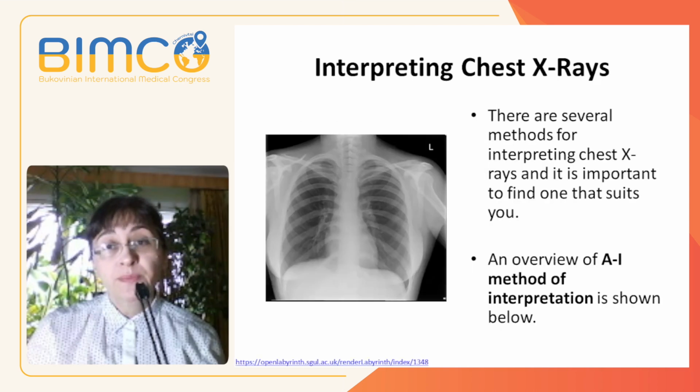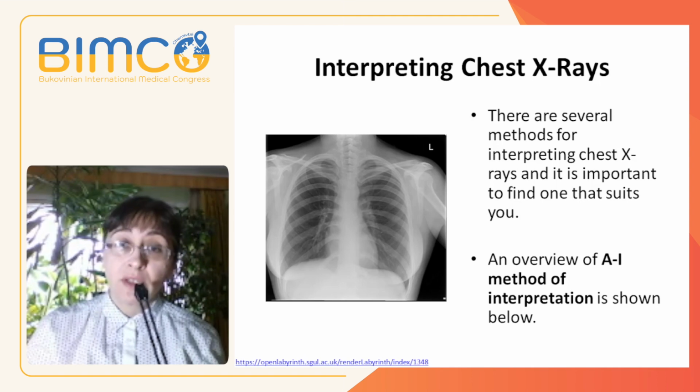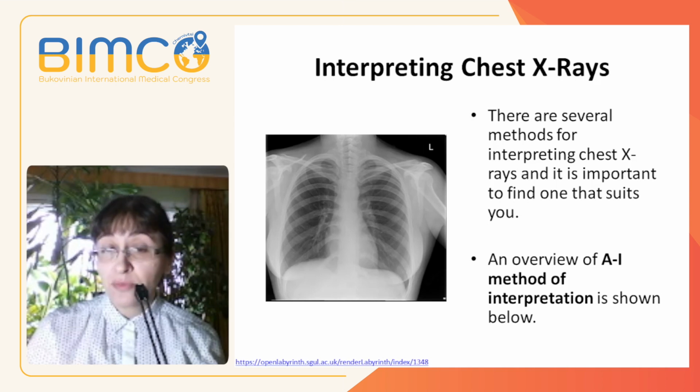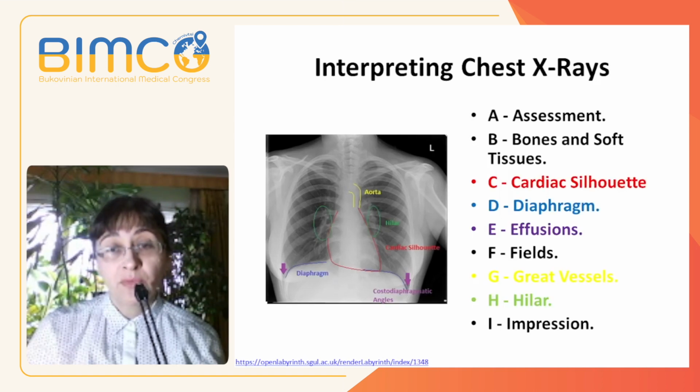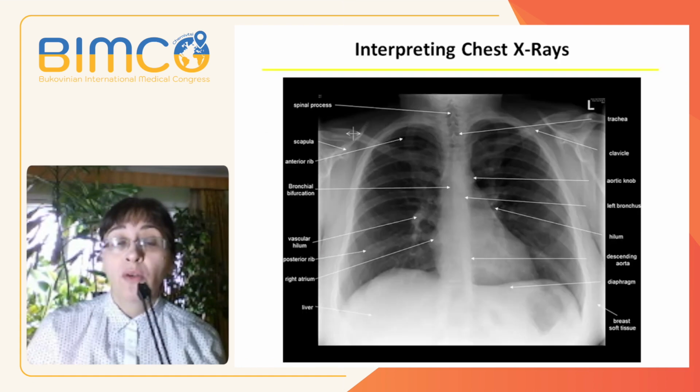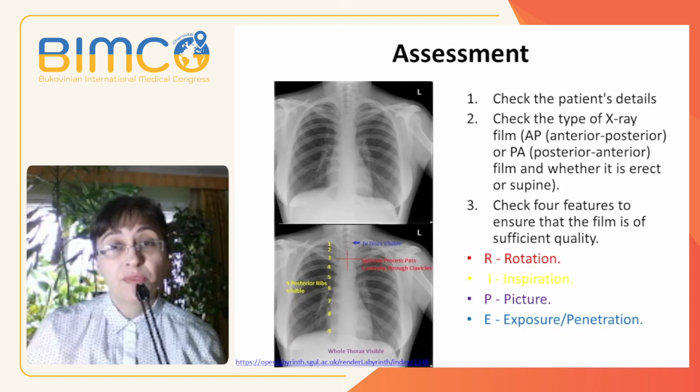There are several methods for interpreting chest X-rays, and it is important to find one that suits you. An overview of one of these methods is shown below. We have the A, B, C, D, E, F, G, H, I method: A is for assessment, B for bones and soft tissues, C for cardiac silhouette, D for diaphragm, E for effusions, F for fields, G for great vessels, H for hidden killers, and I for general impression. Of course, we will not speak about all of these peculiarities. We will speak about some of them.